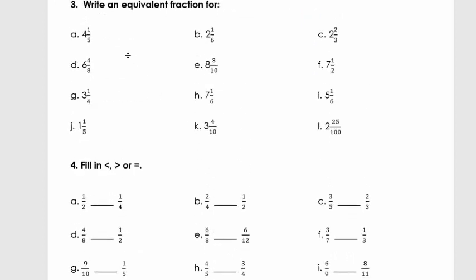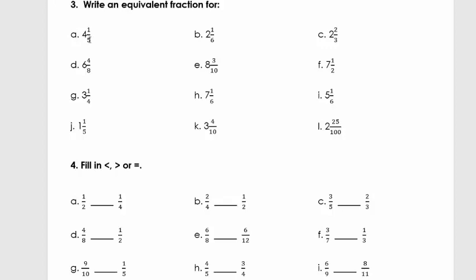Then what we're going to do is with the equivalent fractions where we have a mixed number. So with the mixed number, we're going to look at the fraction. And what you can do here as well, you can multiply the bottom number and the top number by the same number. So the numerator and the denominator by the same number.